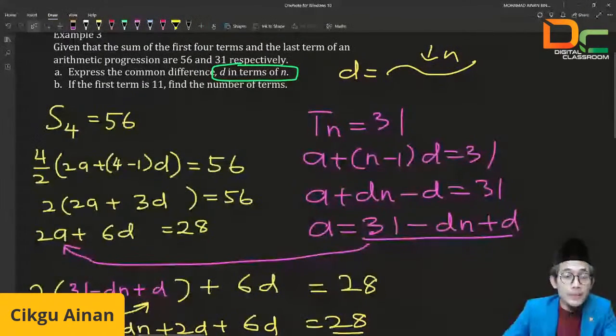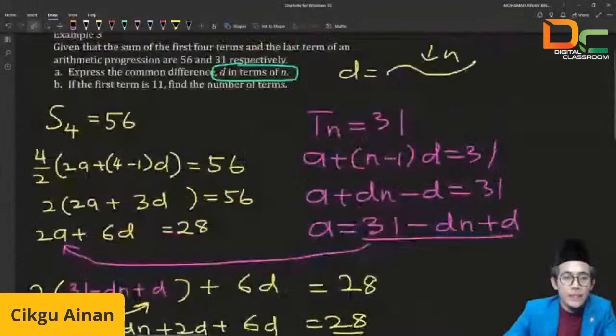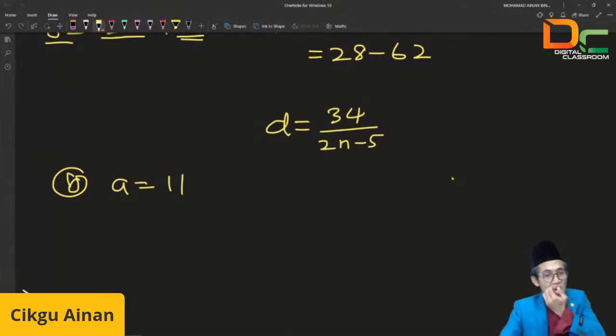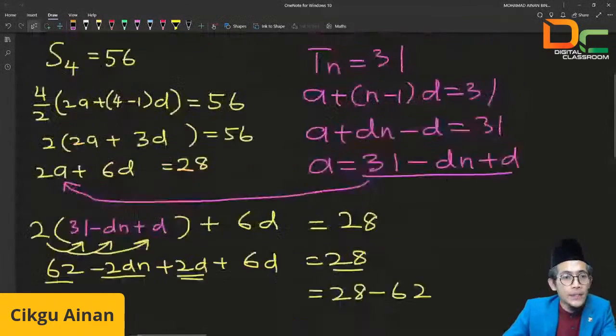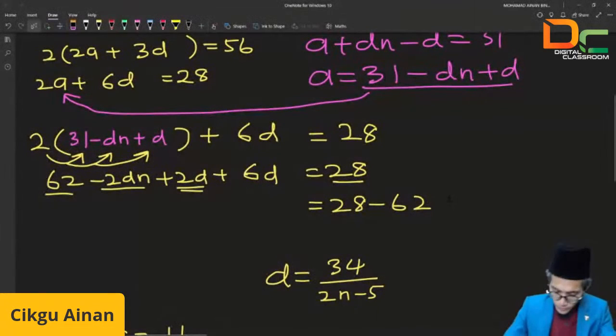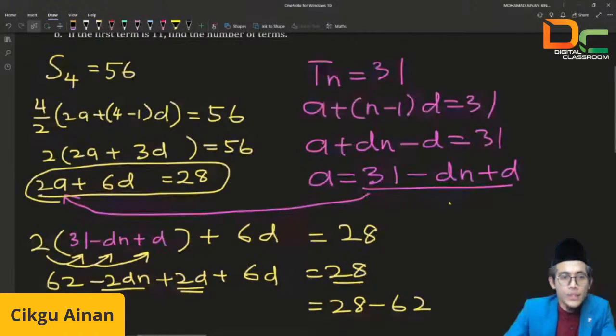If the first term is 11, find the number of terms. Okay, if the first term is 11. What does it mean by first term is 11? It means that A is 11. Okay, so when A is 11, how to get the rest of the value? We can take from this line. We can substitute the value.